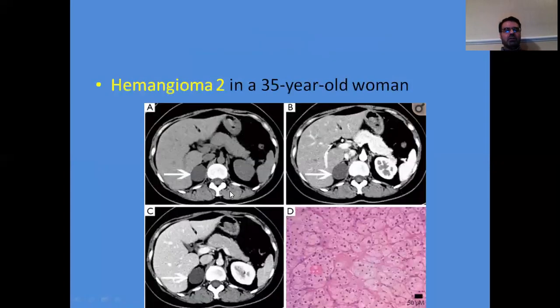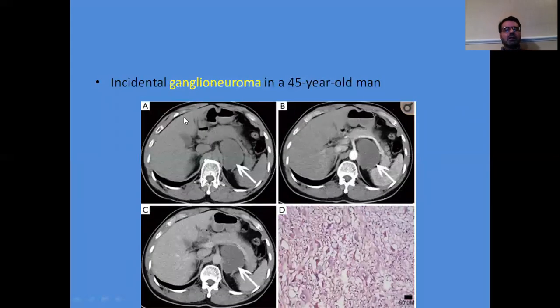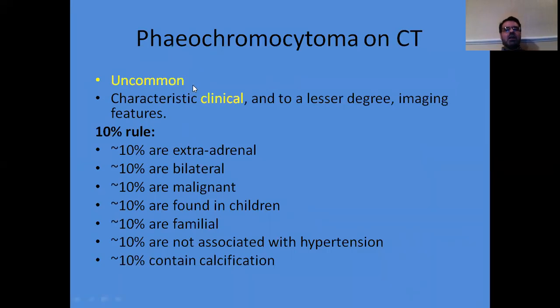This is not very common. This is another hemangioma with low density. And this is a left-sided ganglioneuroma in the left adrenal gland.